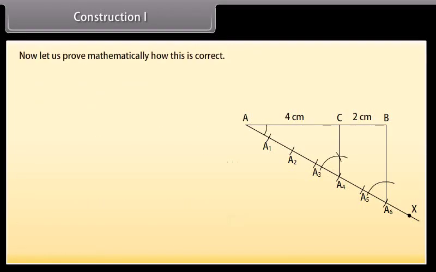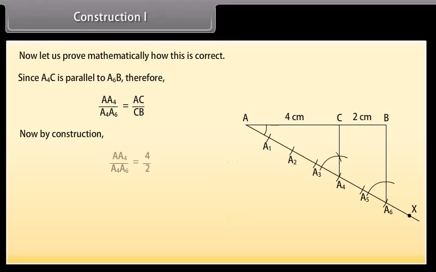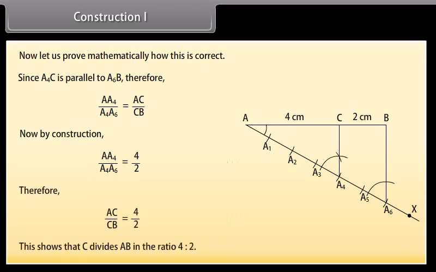Now let us prove mathematically how this is correct. Since A4C is parallel to A6B, therefore by the basic proportionality theorem, AA4 upon A4A6 equals AC upon CB. Now by construction, AA4 upon A4A6 equals 4 upon 2. Therefore, AC upon CB is equal to 4 upon 2. This shows that C divides AB in the ratio 4:2.